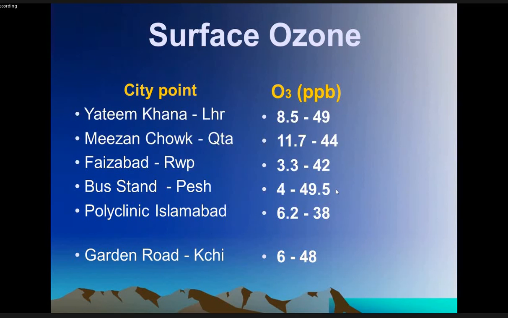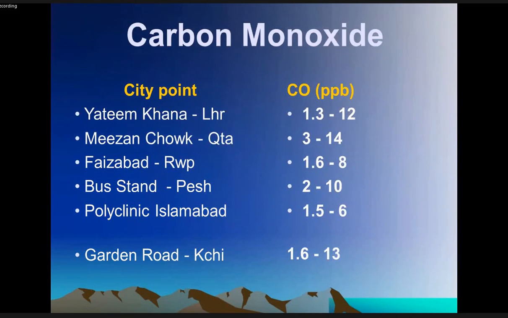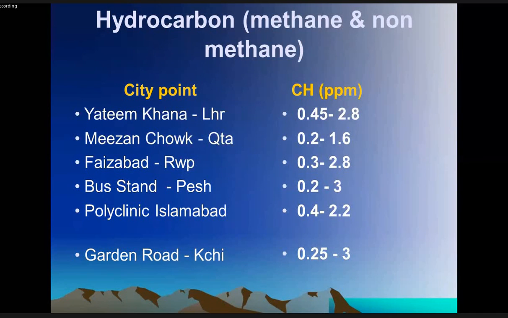So this is much more than the given permissible concentration in the air. Then again, see carbon dioxide, which should not be present in the air at all. And its level here, you see, is 1.6 to 13 in Karachi. And this is much more, other than Peshawar, where it is 2 to 10. The minimum level is more in Peshawar, but the maximum level is more in Quetta, 14, and then in Karachi, 13.